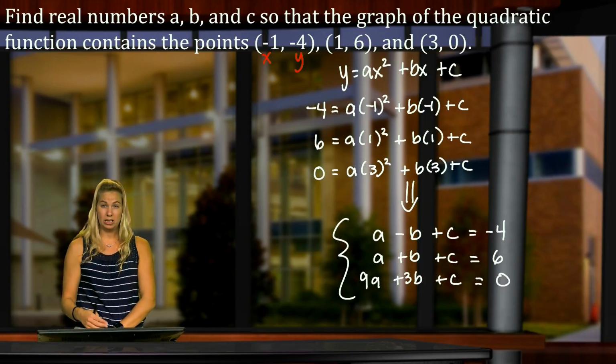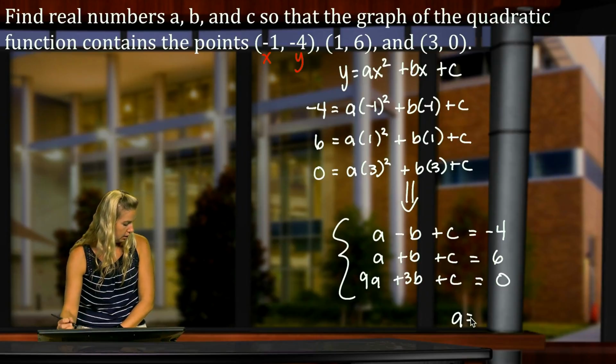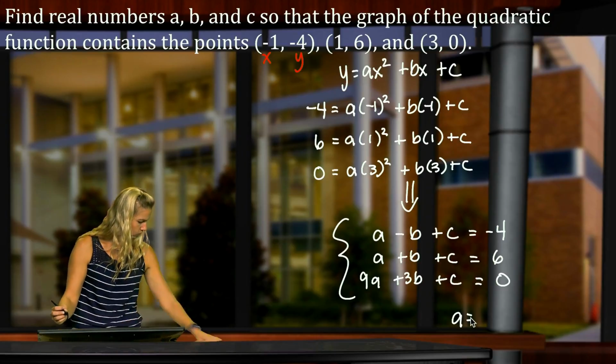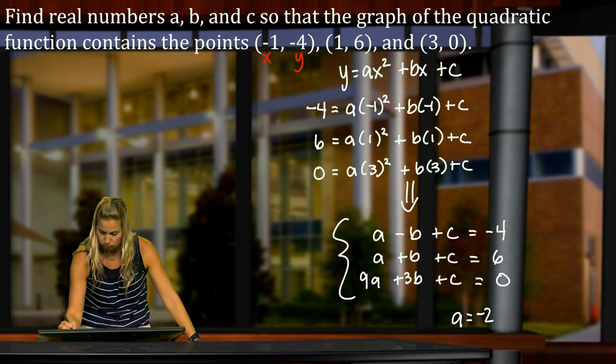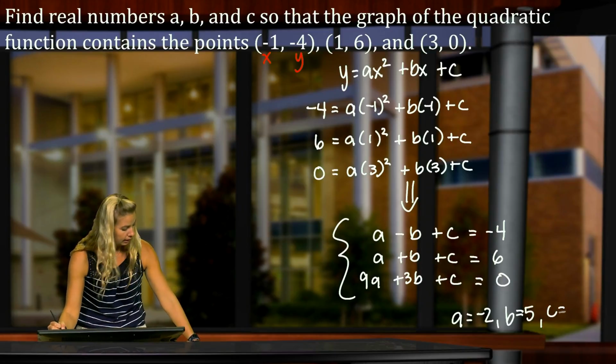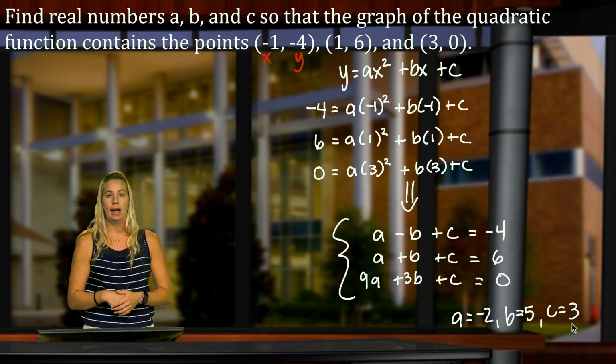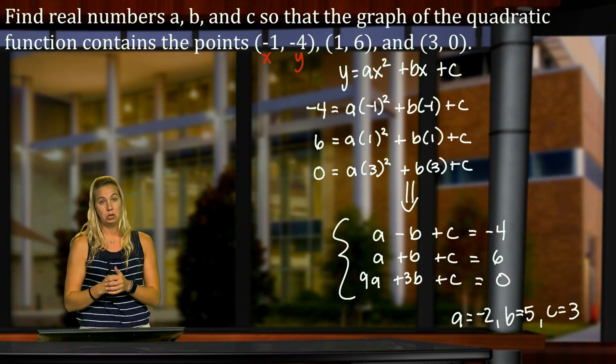The solution for this, if you guys want to go ahead and try it on your own, we get a equals negative 2. B is going to be 5, and C will be 3. So if you want to try that one as some extra practice, there's the answer so you can check your work.